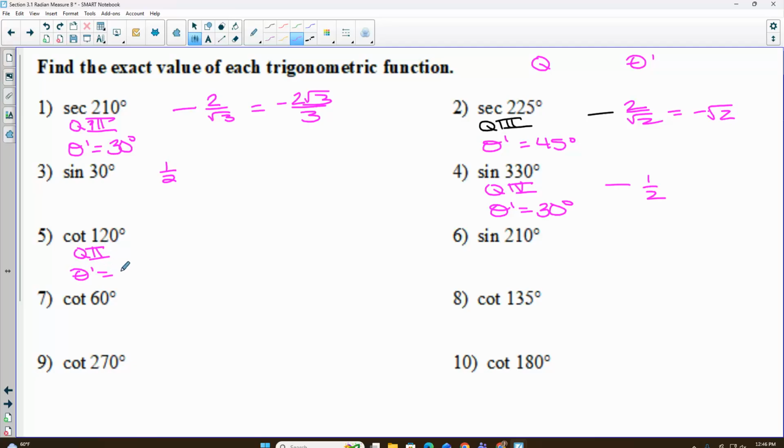All right, 120 is in quadrant 2. Reference angle, 180 minus 120 is 60. In quadrant 2, sine is positive, so cotangent would be negative. Okay, when I think cotangent, I'm thinking about tangent. Tangent of 60 is radical 3 over radical 1, so cotangent would flip it, radical 1 over radical 3, or negative radical 3 over 3.